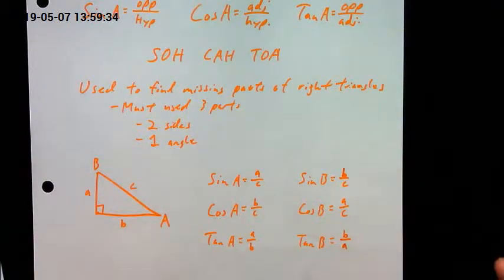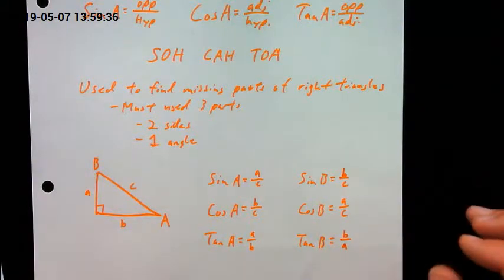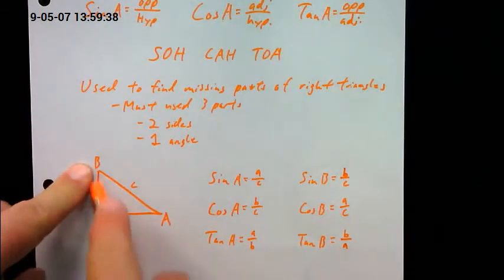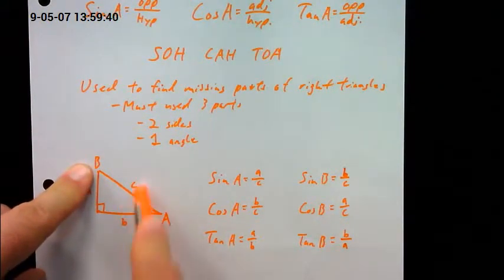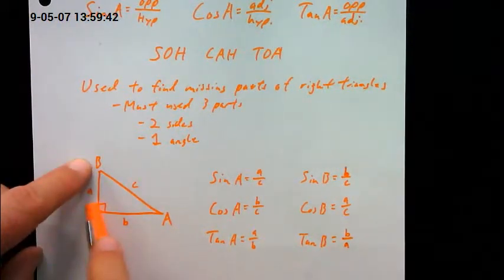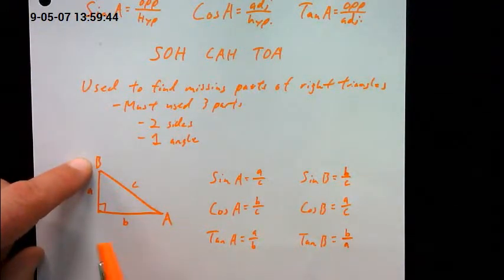So b over a. And again, if you look at the triangle to identify that, basing off of angle b, sine is opposite over hypotenuse, b over c. Cosine, adjacent over hypotenuse, a over c. Tangent of b, opposite over adjacent, b over a.